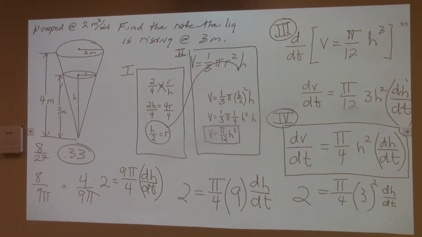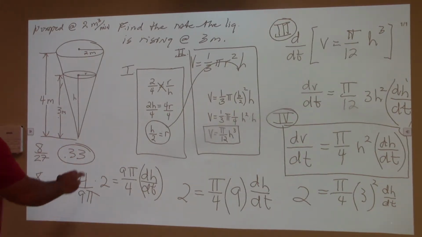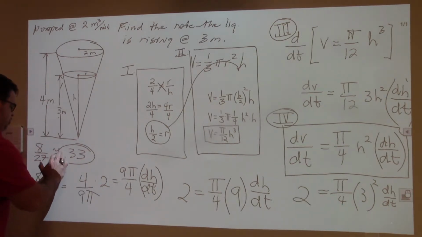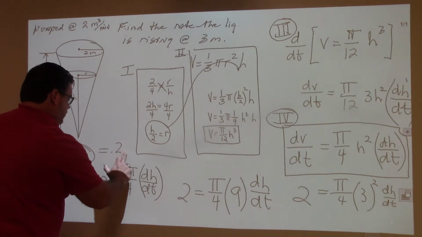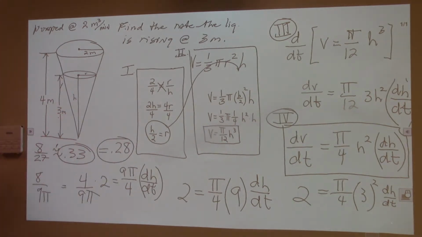Somebody do the math. What do you get? 0.28. 0.28? Okay. So this comes out to be 0.28. That's approximate. That's estimated. But it's equal to 0.28 or 0.3. Approximate, exact. And I would take 8 over 9 pi. That's not a big deal. We good? All right. Now do the last one.